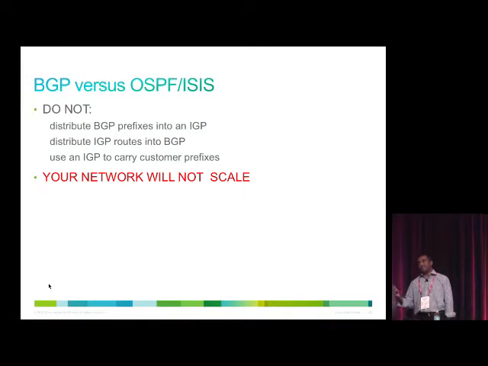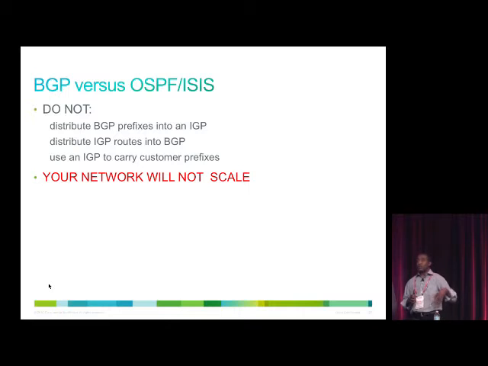So the do nots are very important here. Do not distribute BGP prefixes into the IGP. Otherwise, you will run 500,000 routes in your IGP, which doesn't scale. In most cases, you will get a router crash or a huge scalability delay. And do not distribute IGP routes into BGP.